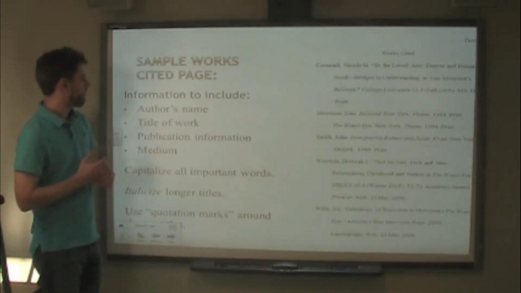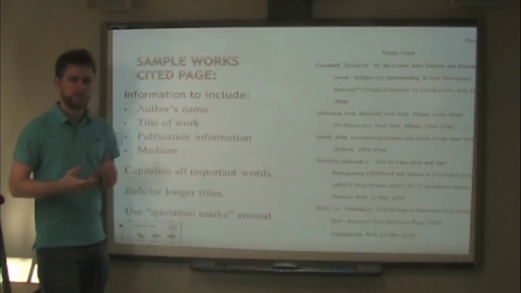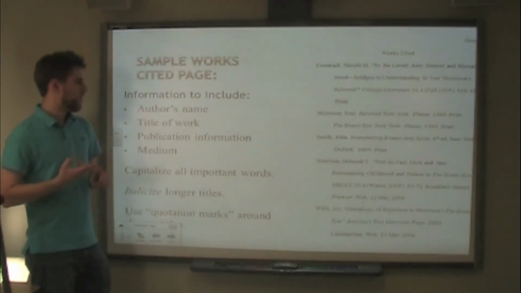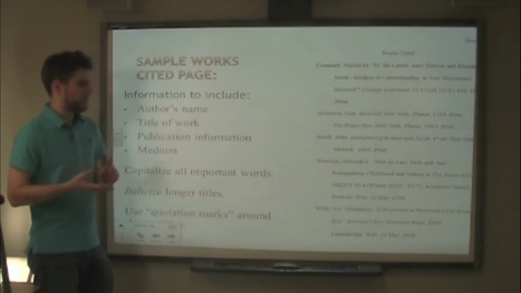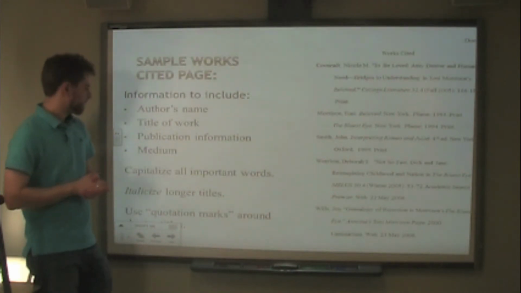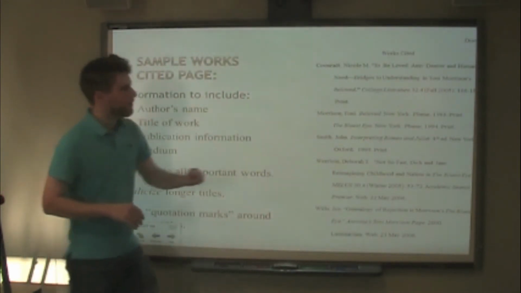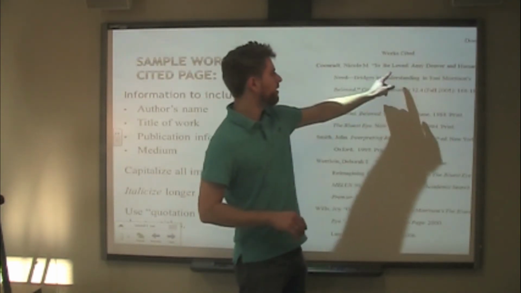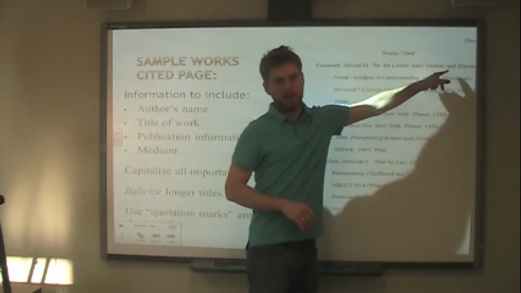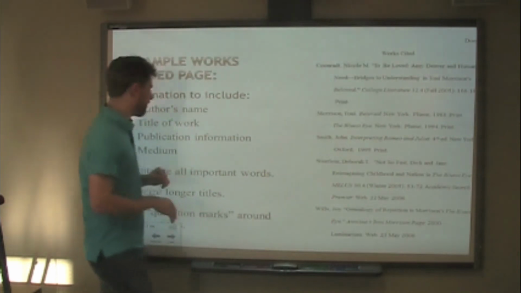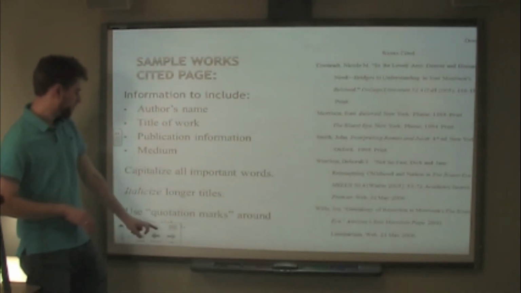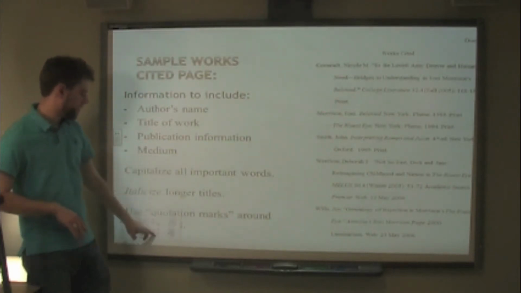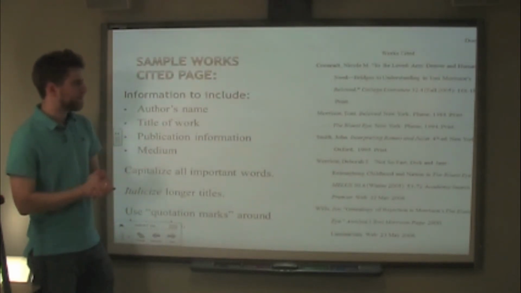Continuing on, general information to include is the author's last name, the title of the work, the publication information, and the medium, usually print or web, sometimes DVD, etc. Capitalize all important words. Notice here we have To Be Loved, Amy Denver, and then "and" is not an important word, so that's not capitalized. Italicize longer titles, use quotation marks around shorter titles, just like we said at the beginning.